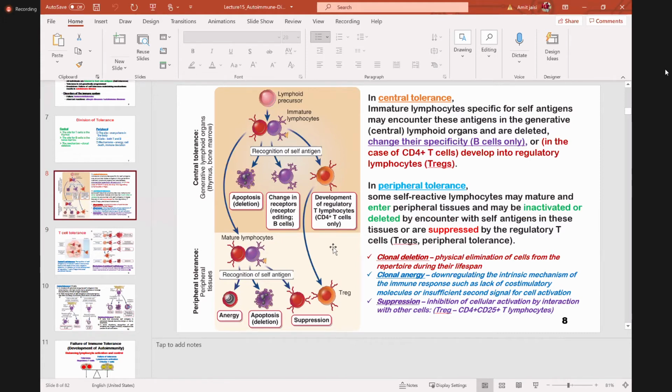But when we look into peripheral tolerance at the peripheral tissues, we have anergy, functional unresponsiveness. There is no response, or the intrinsic mechanism is down-regulated. That is anergy. Another one is clonal deletion or apoptosis, or deletion or negative selection. And then we have suppression, regulated by T lymphocytes.